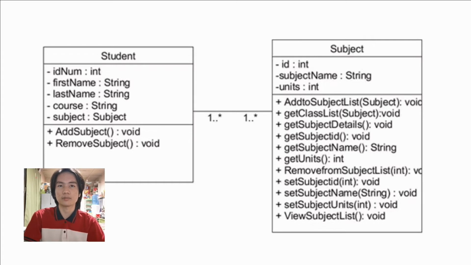and operations map onto class methods and code. In our UML, for the student class diagram, the class name is student. The attributes or fields are private ID num integer, private first name string, private last name string, private course string, and private subject. And for our operations or methods, we have public add subject void and public remove subject void.